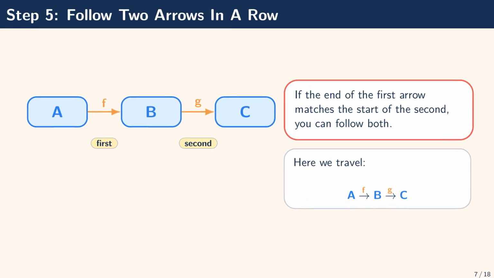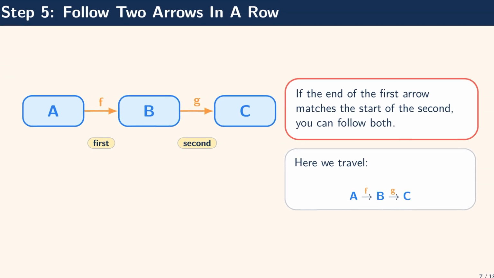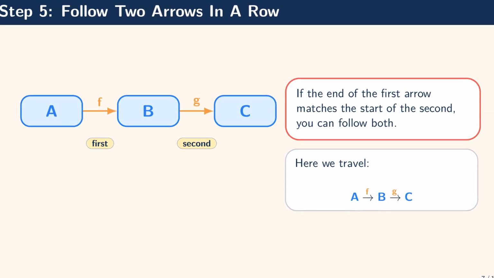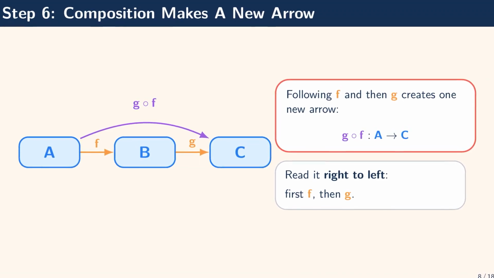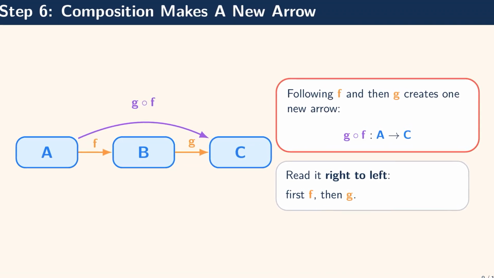Now, suppose we follow 2 arrows in a row. If the target of the first arrow matches the source of the second, then the 2 steps can be chained together. Here we move from A to B using F, and then from B to C using G. Composition turns that 2-step journey into a new single arrow. Following F and then G creates the composite arrow G composed with F from A to C. The order is read from right to left, first F, then G.